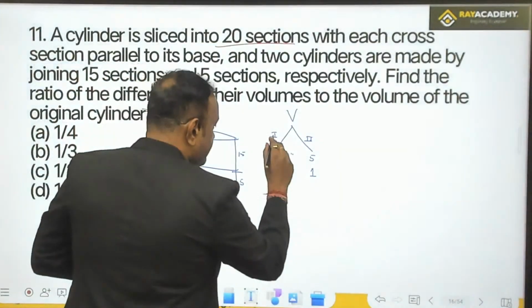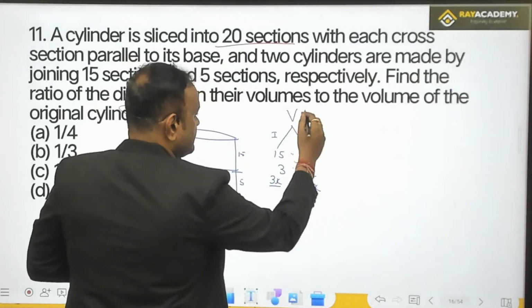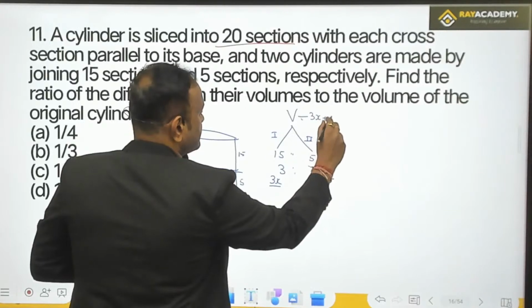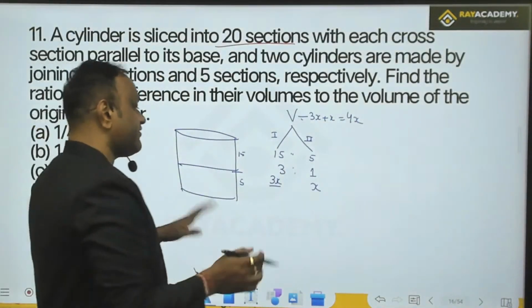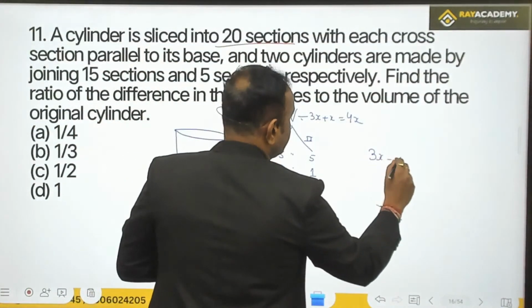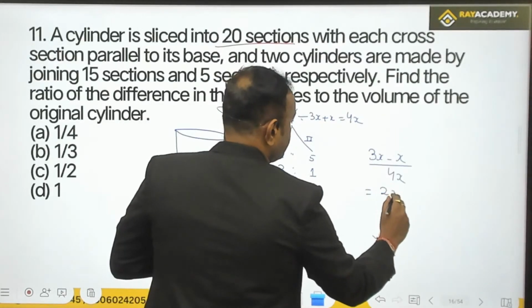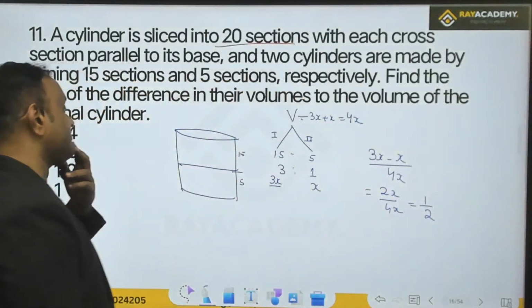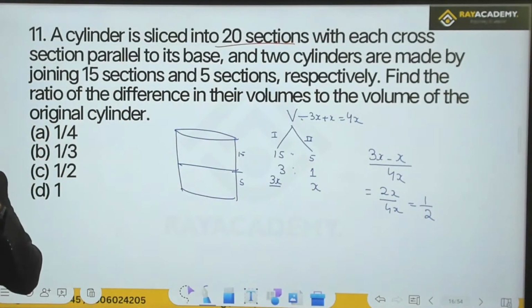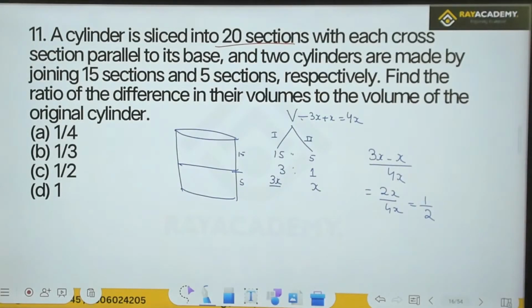So if the first part volume is 3x and the second part volume is x, the total volume is 3x plus x, that is 4x. Now they are asking for the difference of their volumes, that is 3x minus x, divided by the original volume, which is 4x. This will also give you the same answer, half. So if you use the ratio and proportion concept, you get the answer very easily. No need to write the formula and all. Understood? Okay.